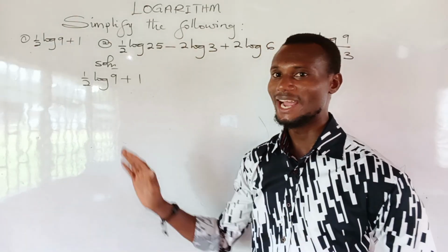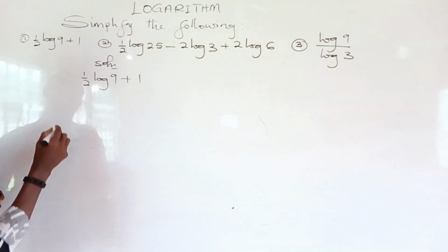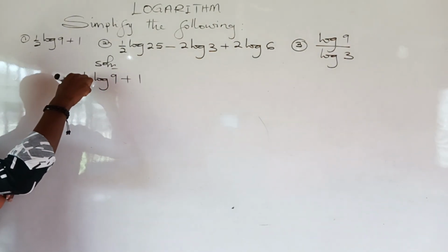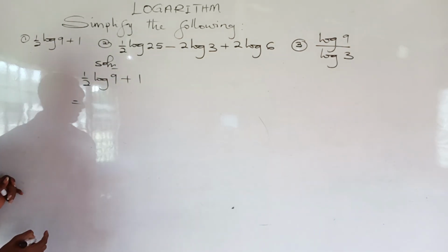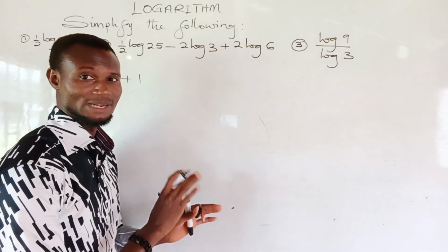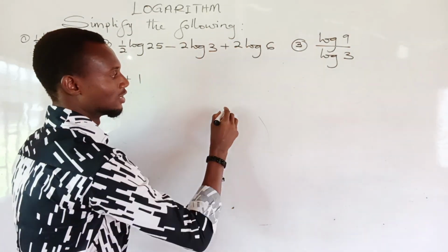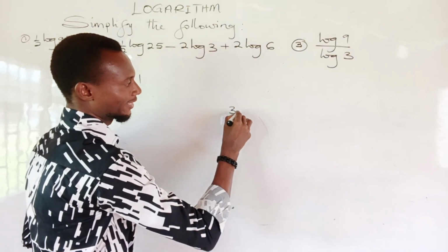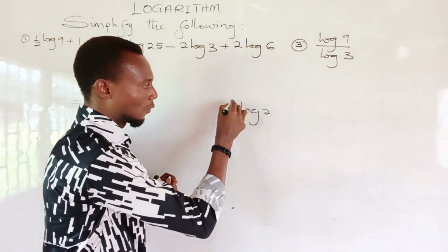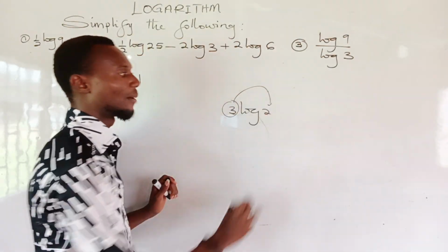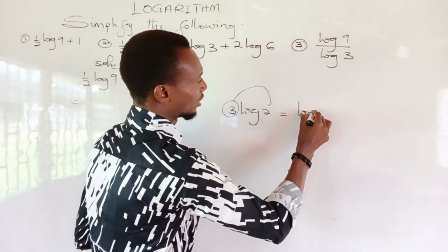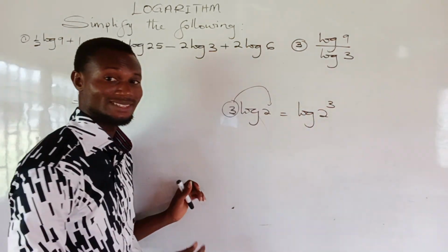Okay, so let's go ahead and start to simplify. So the first thing is that this 1 over 2, which is here, will come and become a power to the 9, which is here. That is the power rule. Just another recap in case someone is watching and doesn't have any idea of what the power rule is. So we got to know that if I have 3 log 2, now this 3, which is a coefficient here, will come and become a power to the number 2 here. Okay, so I'll write it as log 2 to the power 3. That is the power rule.